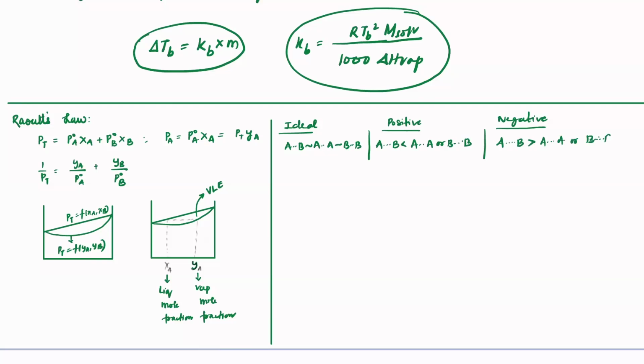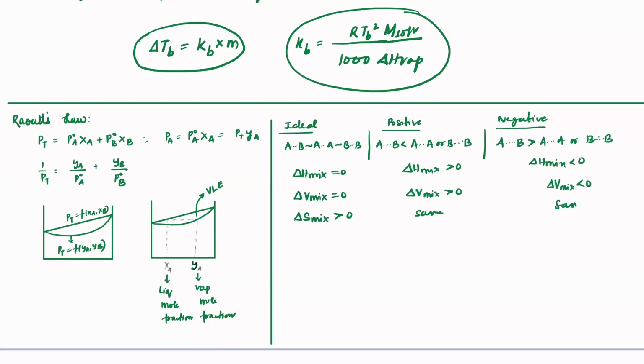We learned that delta H of mixing for this is 0. Delta H of mixing for positive, it is greater than 0. Delta H of mixing for negative deviation, it is less than 0. Delta V of mixing is equal to 0. Delta V of mixing is greater than 0. Delta V of mixing is less than 0. Delta S of mixing is always greater than 0 in all the cases. Same and same. That is not going to change.